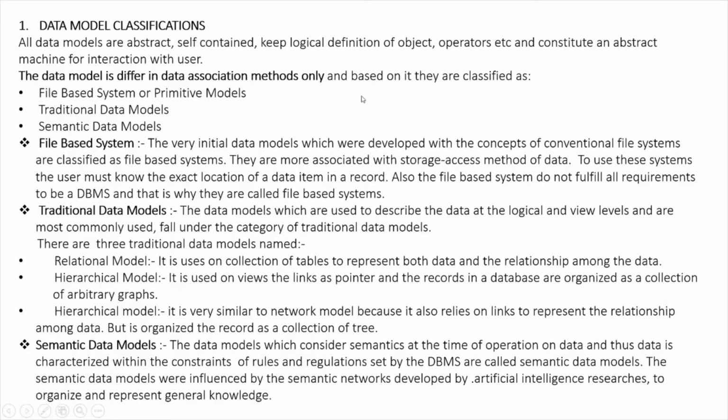First of all, we need to know what the data model classifications are. All data models are abstract, self-contained, and keep the logical definition of objects, operators, etc., and constitute an abstract machine for interaction with the user. The data models differ in data association method only, and based on it they are classified as file-based systems or primitive models, traditional data models, and semantic data models.